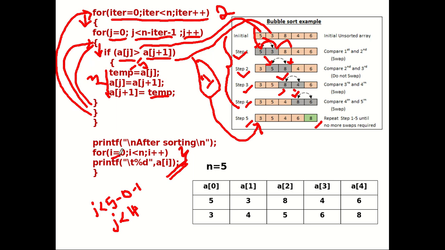So we initialize i to 0. So a of i means the first element is displayed on the screen, and again it will go back to this for loop. i value is incremented by 1. So now a of i is a of 1, the second value will be displayed.